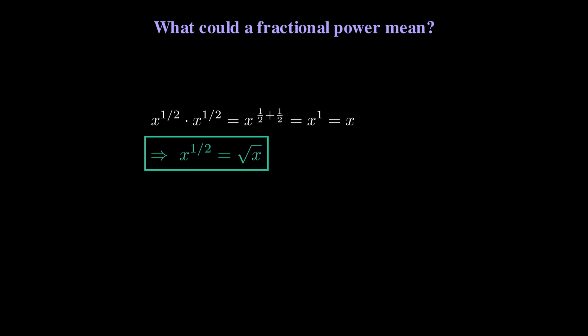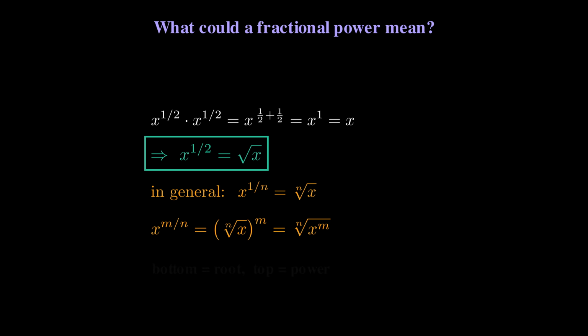The same argument with an n gives the general rule. X to the 1 over n is the nth root of x. And for a full fraction, m over n, split it up. The bottom number is the root. The top number is the power. So x to the m over n is the nth root of x, all raised to the m. Or equivalently, the nth root of x to the m. Bottom is the root. Top is the power. That single sentence handles every fractional exponent you'll meet.